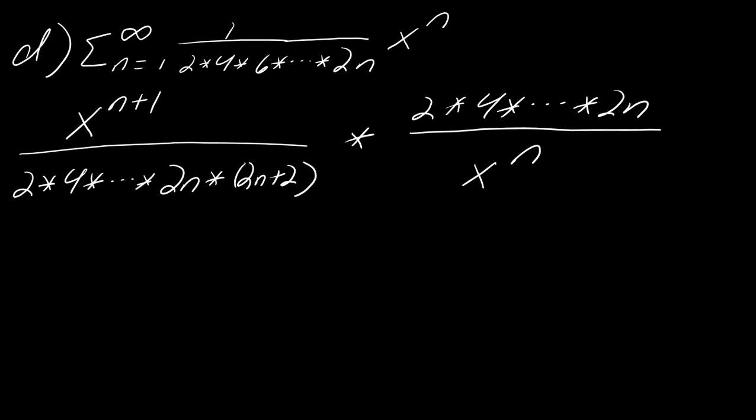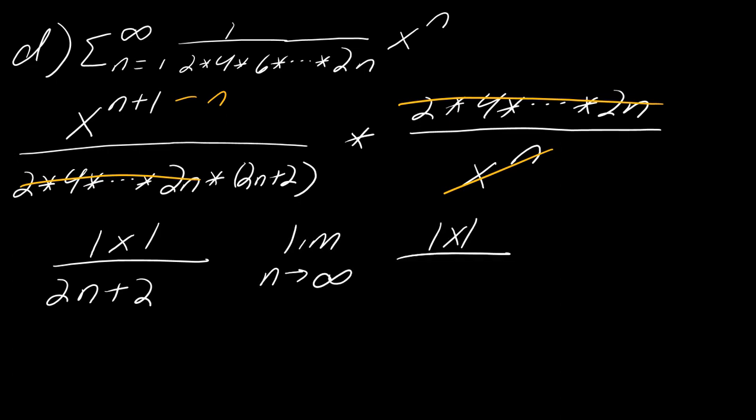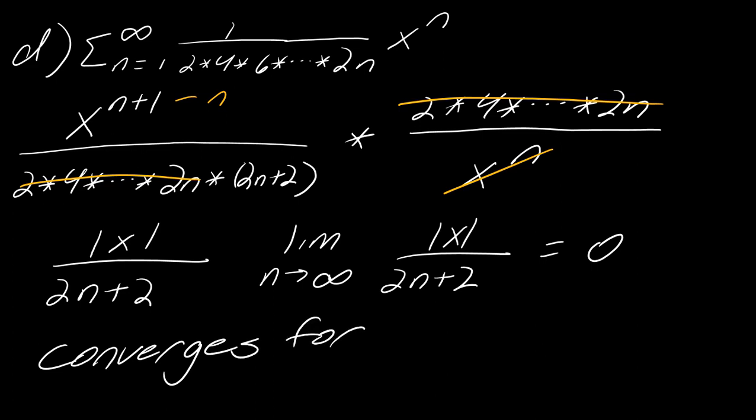A whole bunch of stuff cancels out now. All this 2 to the n stuff cancels out, and then this x to the n cancels out. So what am I left with? I am left with the absolute value of x over 2n plus 2. If I take the limit of this as n goes to infinity, the absolute value of x over 2n plus 2 just goes to 0. Since this goes to 0, our series converges for all x. So that's it.